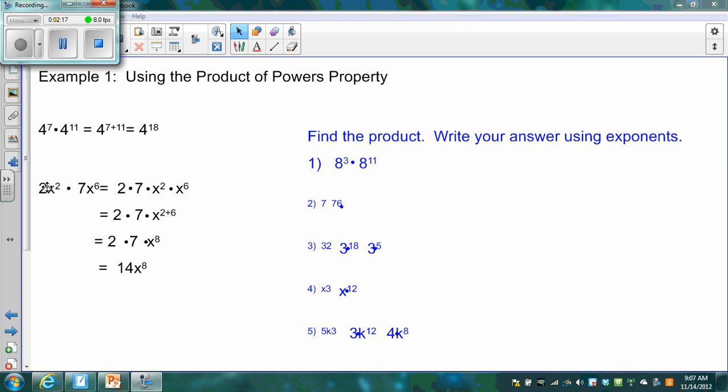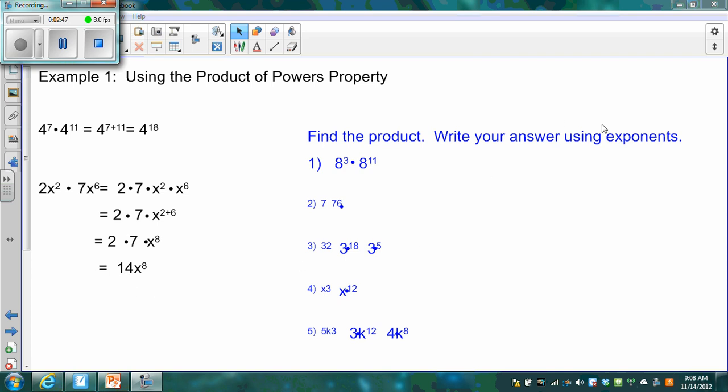In this case, we multiply the two numbers, so they can be taken away from the x terms. We can break this down to 2 times 7 times x squared times x to the 6th. We can combine x to the 2nd and x to the 6th by adding the exponents, so we'll get x to the 8th. Then we simply do 2 times 7 is 14, so our answer would be 14x to the 8th.